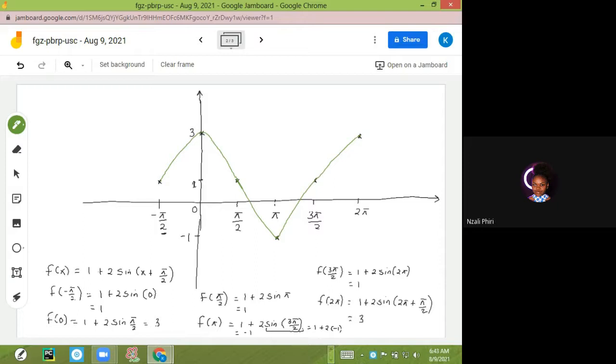Sir, where are we getting the negative 1? We have an angle which gave us negative 1 here. This one, pi. Pi gave us negative 1, is it? It was 1 plus 2 multiplied by negative 1. So 2 by negative 1 is negative 2. 1 minus 2 is negative 1.